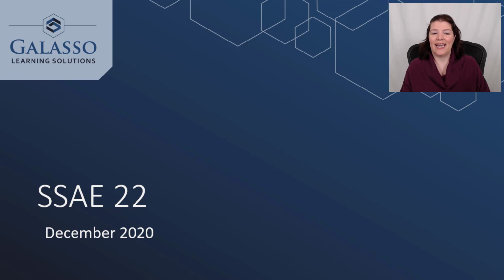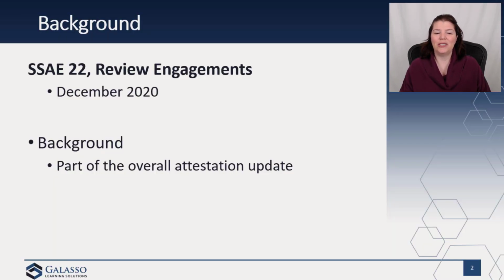After that, we had SSAE 21, which addressed examination engagements and provided us a new type of service. So now we have assertion-based examinations as well as direct examinations when the client does not provide an assertion as to the subject matter. And so last in the series is SSAE 22, and that is going to impact review engagements. So review engagements are very interesting. Here we're trying to, again, provide limited assurance on a subject matter other than a historical financial statement. And so this is part of that overall update.